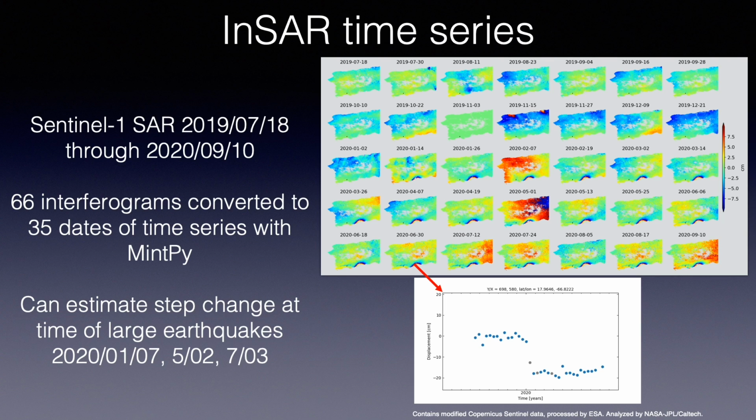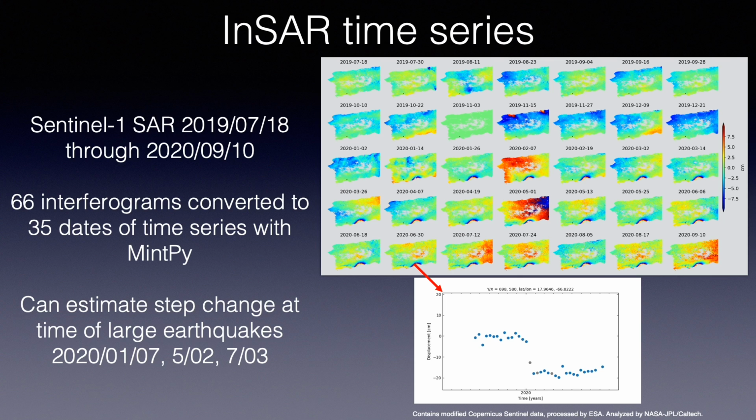By taking those 66 interferograms and combining them with a time series analysis package called MintPy, we can reconstruct the deformation on the individual dates. So this plot here is showing the cumulative deformation on each date. As you can see over here in the middle row, there's a sudden jump between the January 2nd image and the January 14th image, and that of course is the large deformation that was due to the magnitude 6.4 earthquake on January 7th.